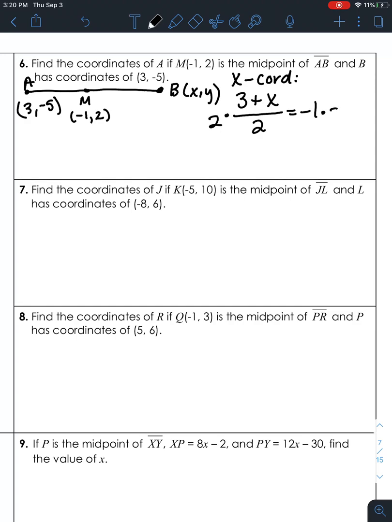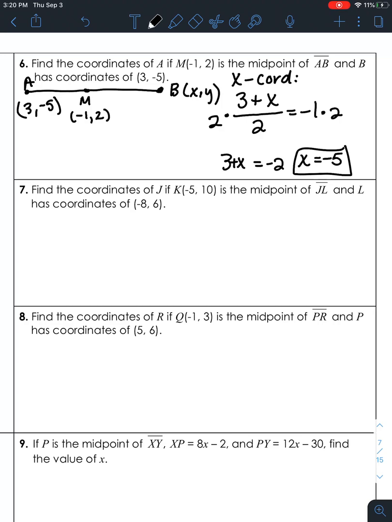Solve it, we're going to multiply by 2 on both sides. That'll give me 3 plus x equals negative 2 minus 3. So that will give me x is equal to negative 5. So that's my x coordinate.